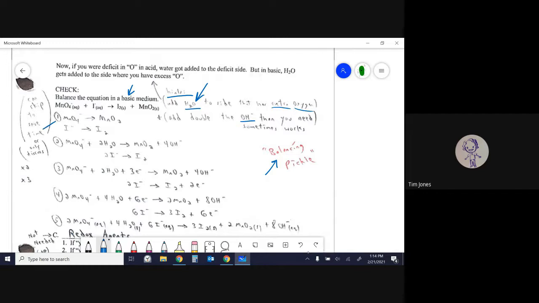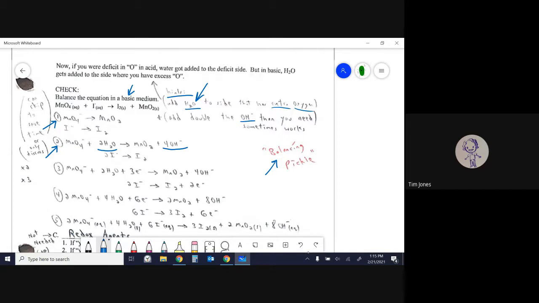So here are my two halves. I've balanced my atoms. In this case, I ended up putting 2 waters on the left here, 4 hydroxides here, so that I have a total of what? 6 oxygens on the left, 6 oxygens on the right, and 4 hydrogens on both sides.